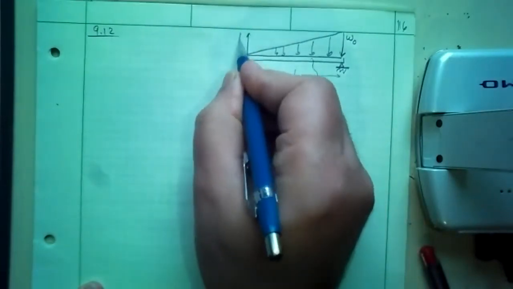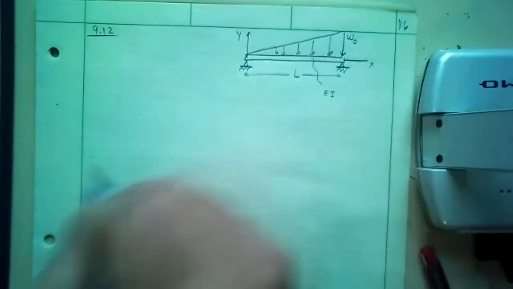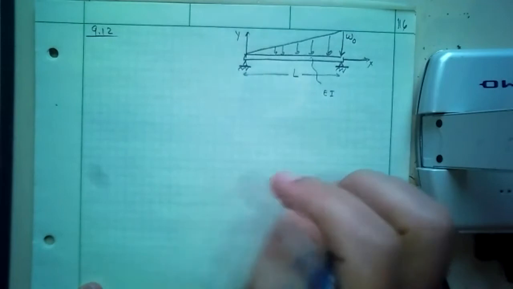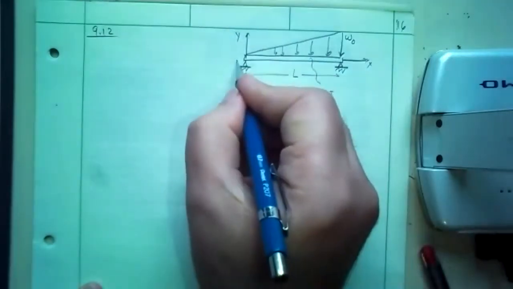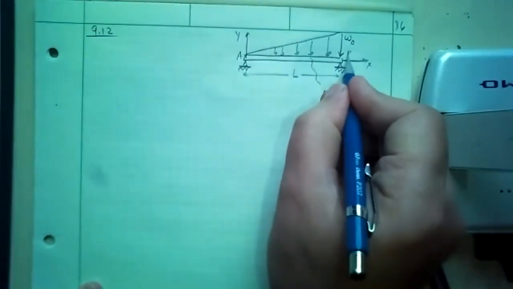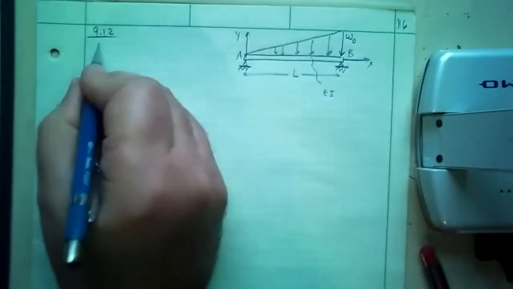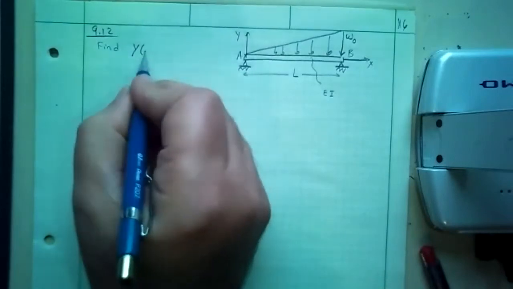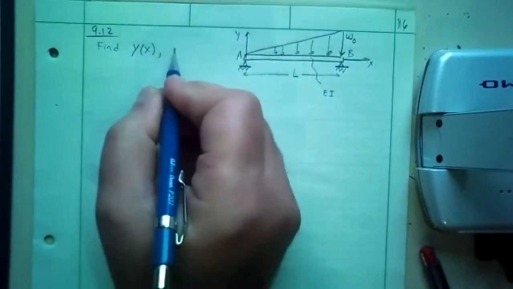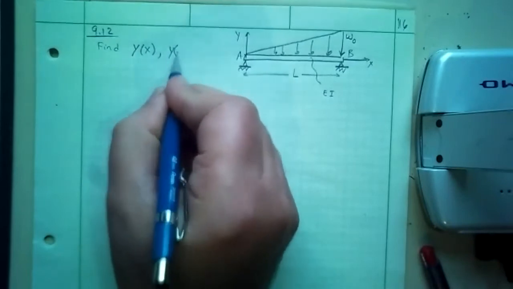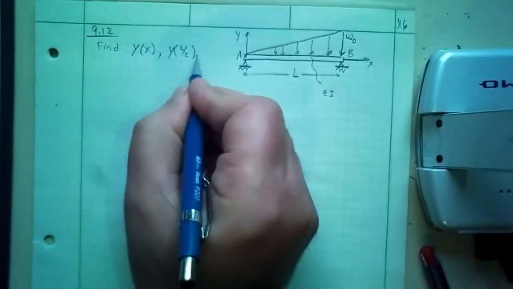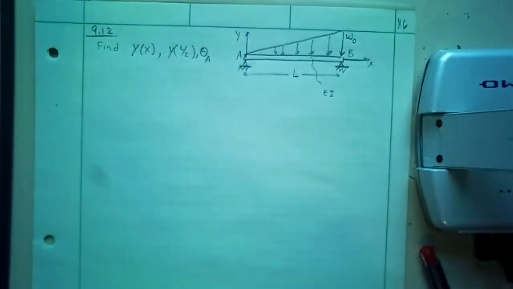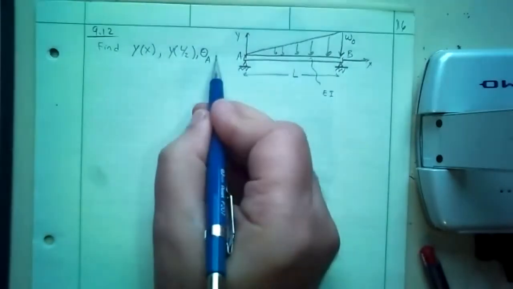Here's my coordinate system. And that's it. This end is A, this other end is B. I want to find the following: the elastic deflection curve. We want to find the deflection in the middle, L over 2. We want to find the slope at A at x equals 0. So those are the things we want to find.